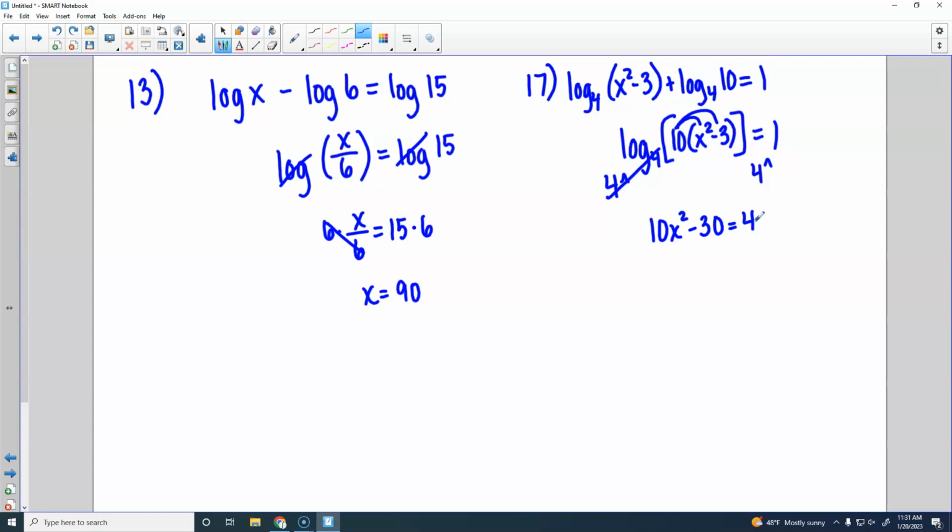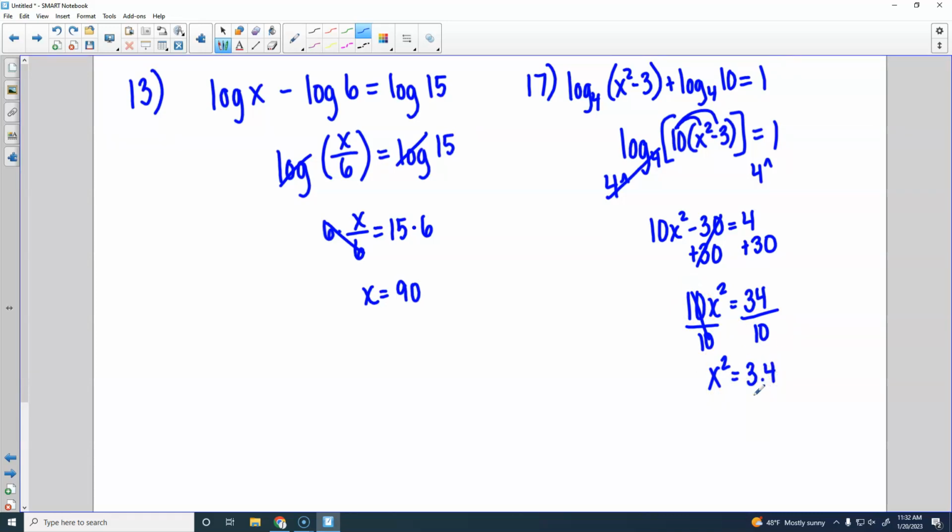So if you got logs on both sides, you drop the logs. If you only have a log on a single side, you got to use those exponentials to get rid of that log there. All right, how do we solve this? Okay, we're going to add that 30. So I've got 10x squared equals 34. And then I need to divide by 10. So x squared is going to be 3.4.